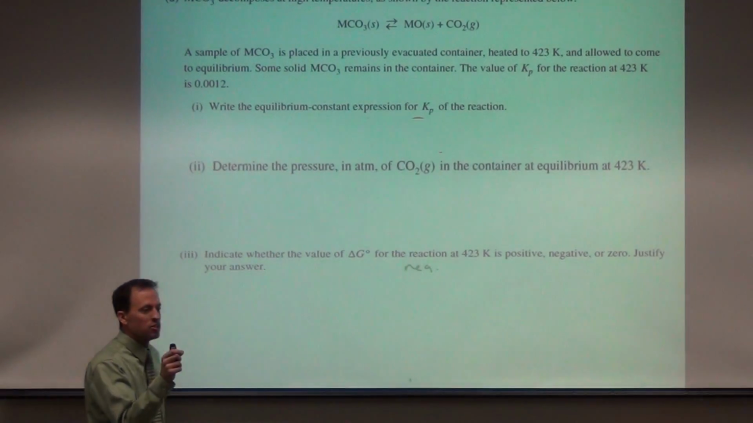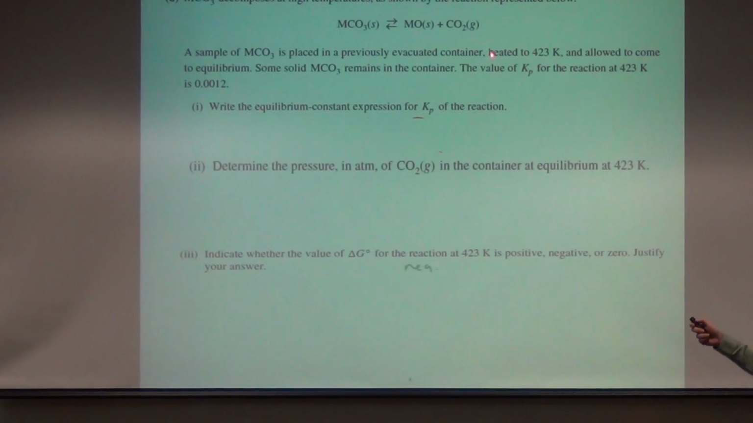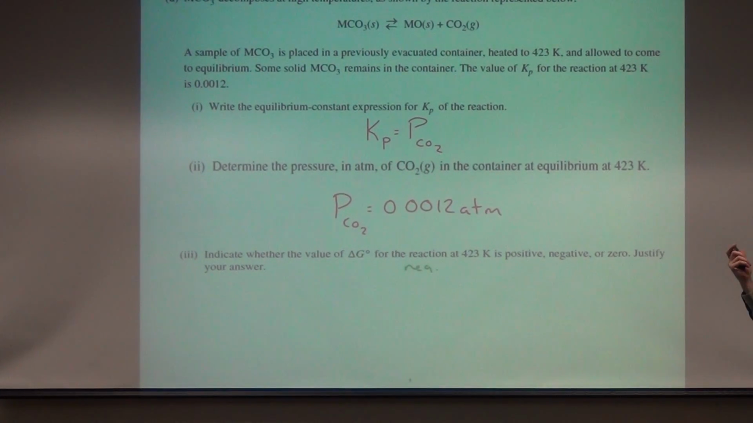Kp's only deal with gases. Okay? There's only one gas. So it should look like that. That's it. Determine the pressure in atm of CO2 in the container at equilibrium. This is the Kp. If that equals Kp, what's the pressure of CO2 at equilibrium? 0.0012. How do you know that's at equilibrium? Because a K is equilibrium.